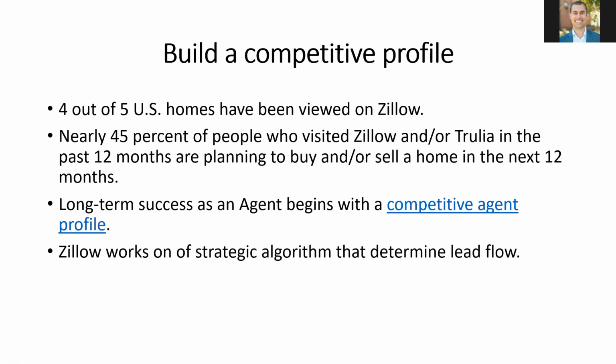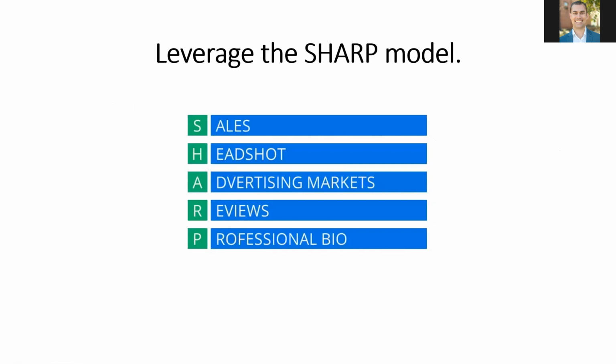As technology progresses, Zillow is also progressing with their algorithms. So Zillow is constantly changing the way that they do things. But one of the biggest things that Zillow looks at and the consumer looks at is your profile. So we're going to walk through what a profile should look like. There are a couple of things that Zillow recommends, and they call it their sharp model. So we're going to walk through that, and if you guys have questions on it afterwards, we can talk about it. But the biggest thing is making sure that all of these things fall into place.